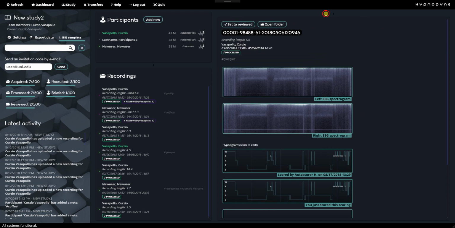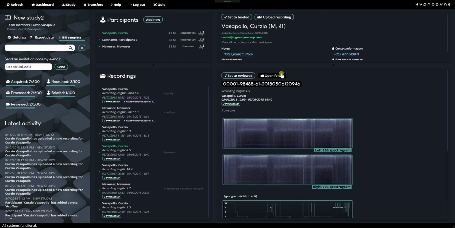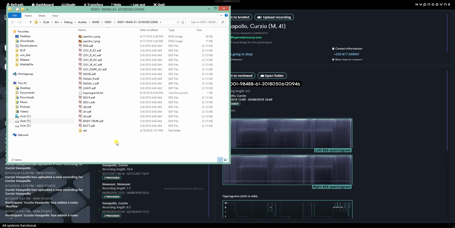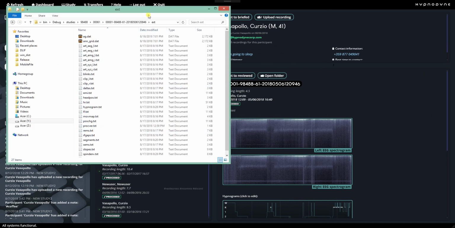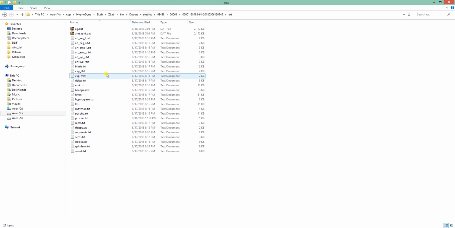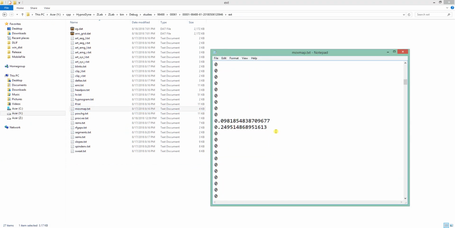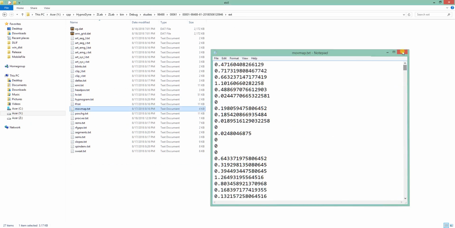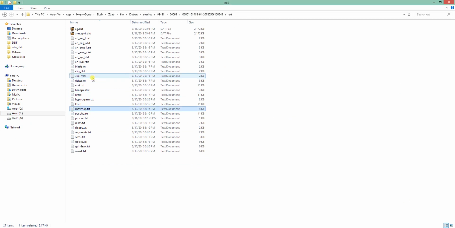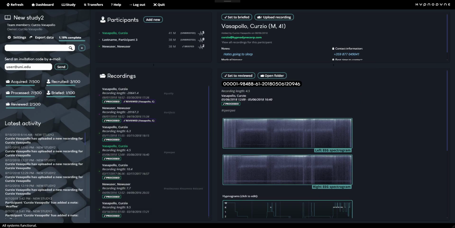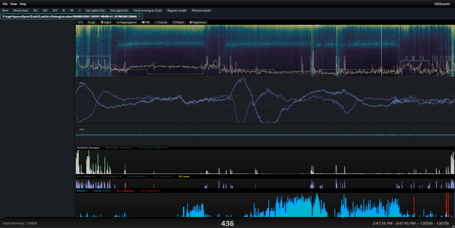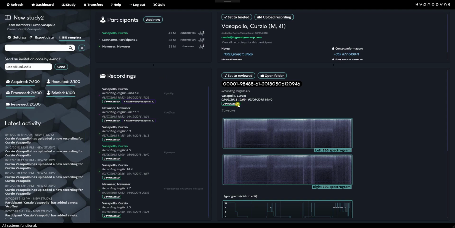So anyway, these indicators, they're all available in plain text in the directory in which this particular record is stored. I can go to Open Folder, and then under X for extended or extracted features, you have all of these features in plain text. For example, if you want to go to the movement map, this is just an array of values, one per epoch, that you can import with any software that you're writing. Everything that I showed you here in these colored charts is available in plain text as soon as the recording gets processed.